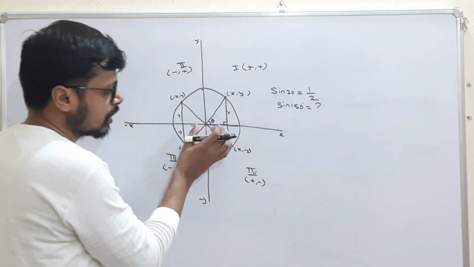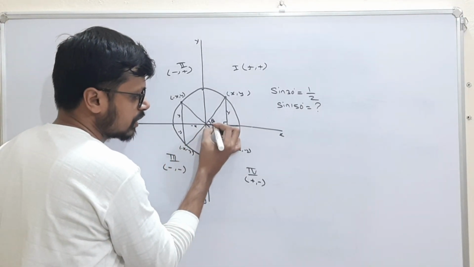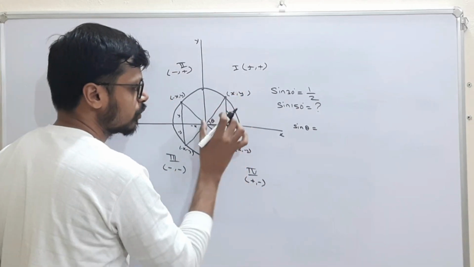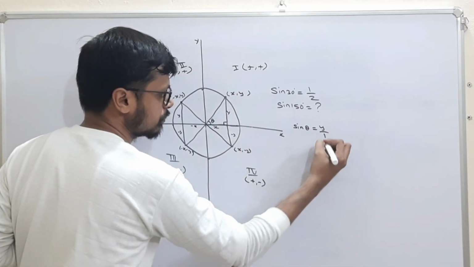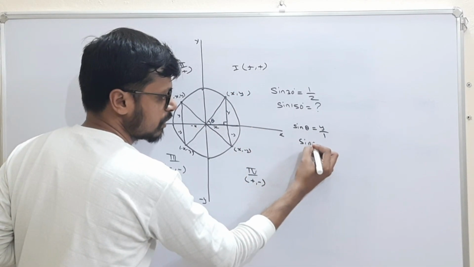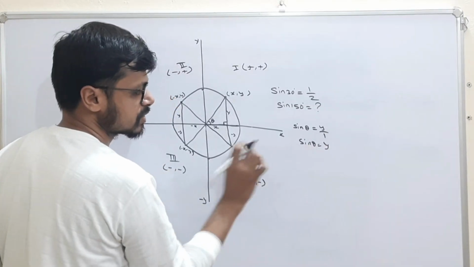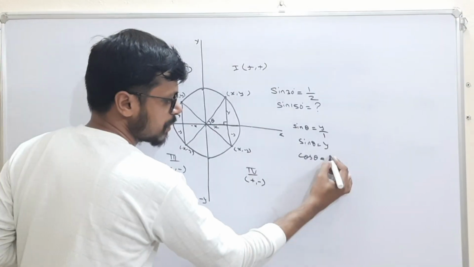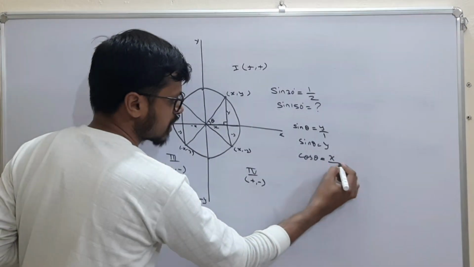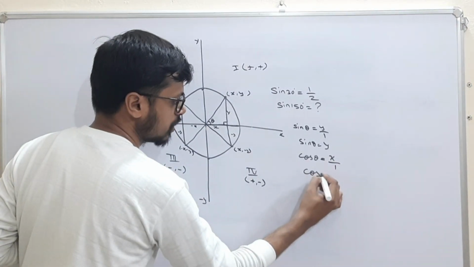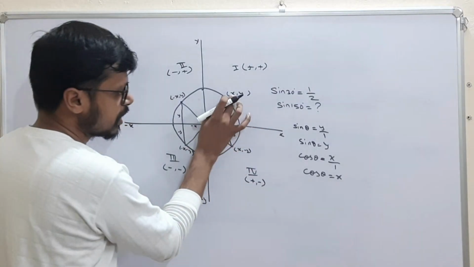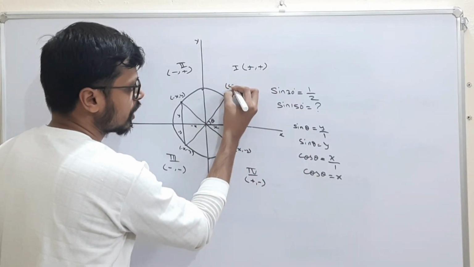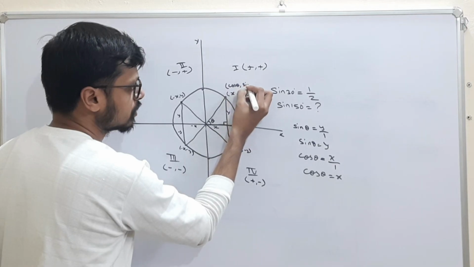Now we know that sine theta is equal to what? Perpendicular by hypotenuse, that is y by 1. So the sine theta value we can write as y. Y can be written as sine theta. For cos theta, what will come, students? Cos theta is base by hypotenuse, base is x, x by hypotenuse means x by 1, so cos theta can be written as x. So now in place of x and y, can we replace them with cos theta and sin theta? So here we can write cos theta and sin theta, correct?